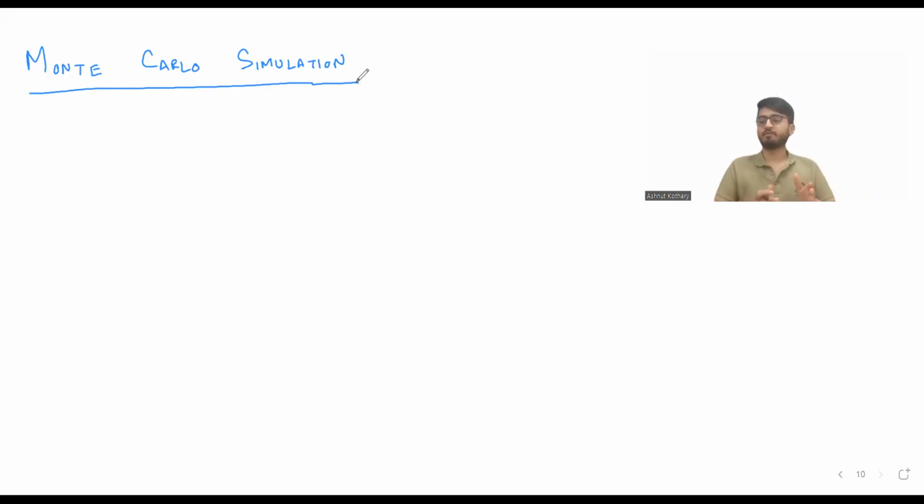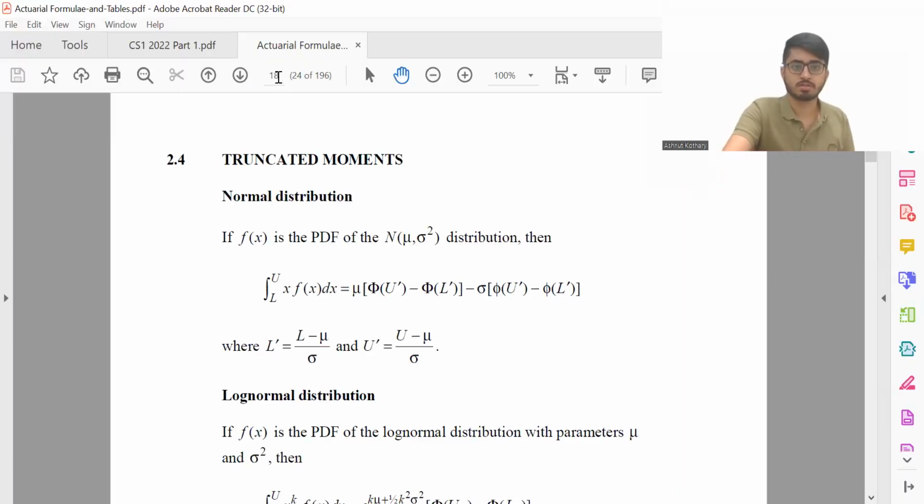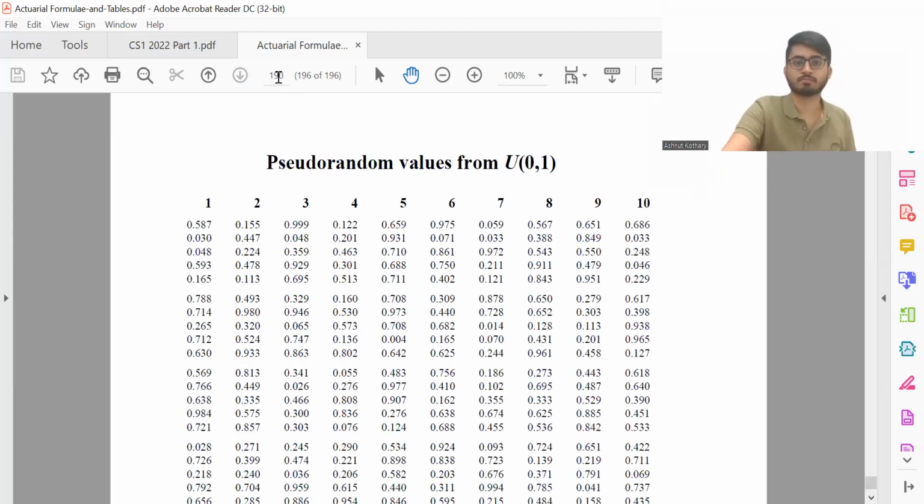Now there are different techniques to do it. Initially, there were a lot more methods covered. Right now, we just have one method covered, which is the inverse transformation method. It's a fairly straightforward method. From the examination point of view, what you need to do is you will be given a particular random number either in the examination or in actuarial tables. If you take a look at the last page of actuarial tables, certain random numbers are given, pseudo random values from uniform 0 comma 1.